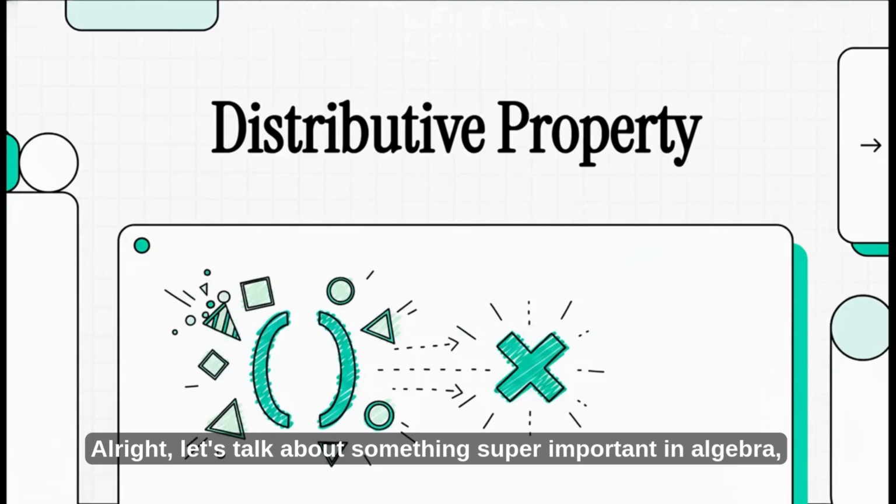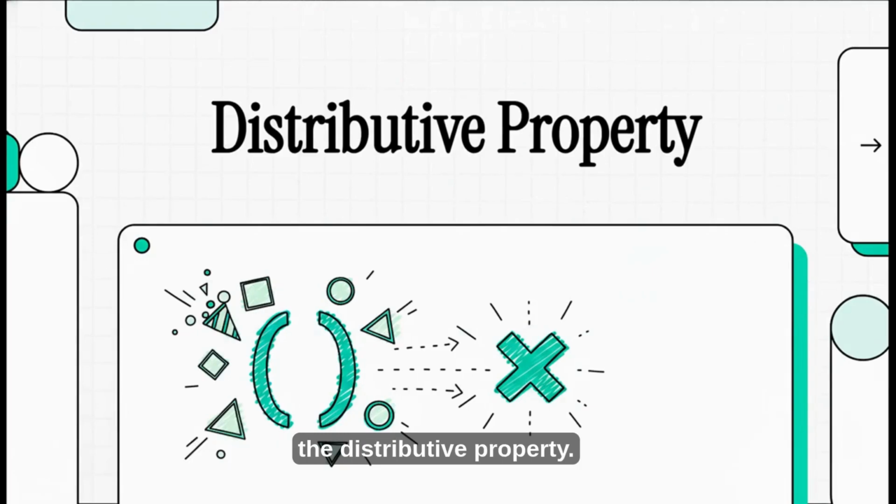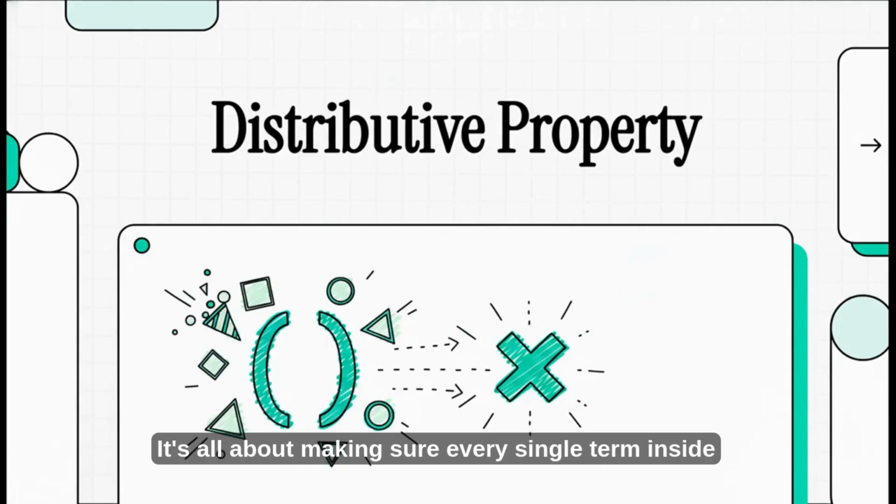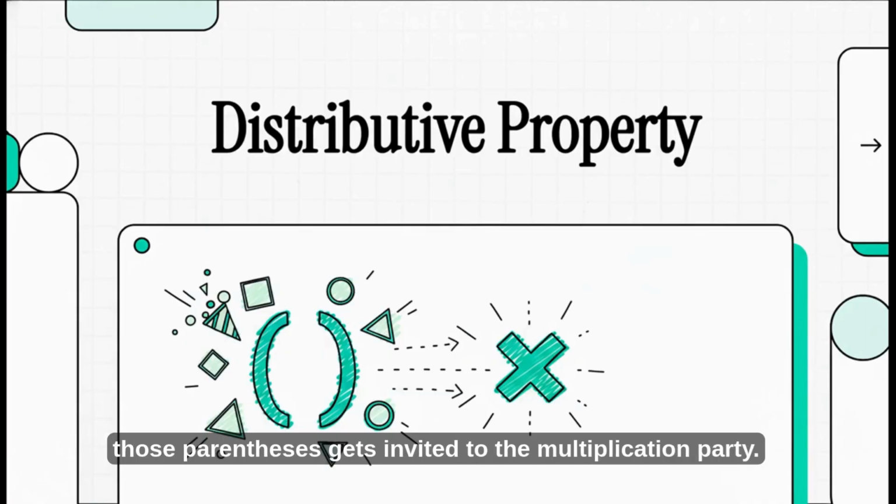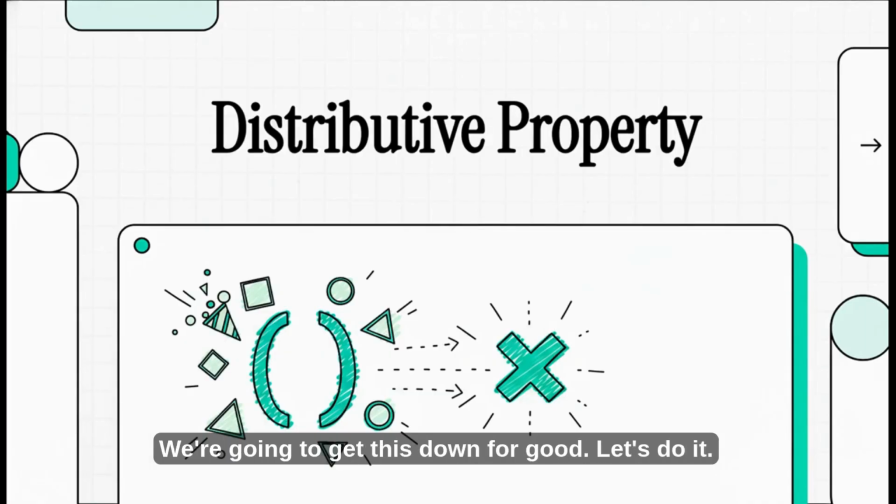All right, let's talk about something super important in algebra, the distributive property. It's all about making sure every single term inside those parentheses gets invited to the multiplication party. We're going to get this down for good.